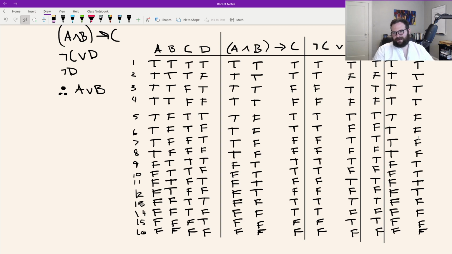Let's start with the first premise. If A and B, then C. We have to solve for the conjunction first because it's in parentheses. A conjunction, we know, is only true if both sides of it are true. So it's going to go true, true, true, true, false, false, false, false, false, false is all the rest of the way down.